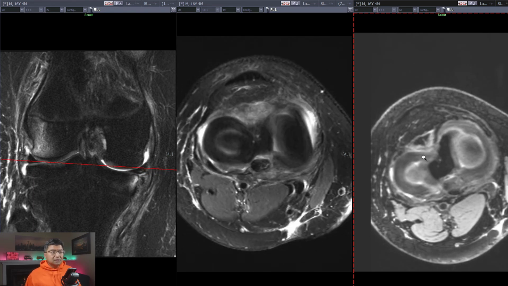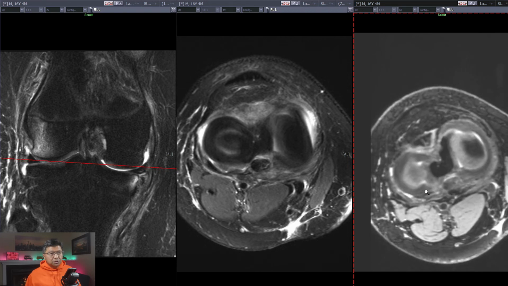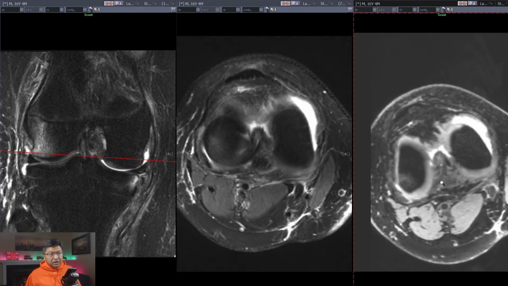with this also. This is the normal lateral side. Nice C-shaped structure of the meniscus. Here's the anterior root, beautifully seen. Here is the posterior body, the posterior root, also very, very well seen.